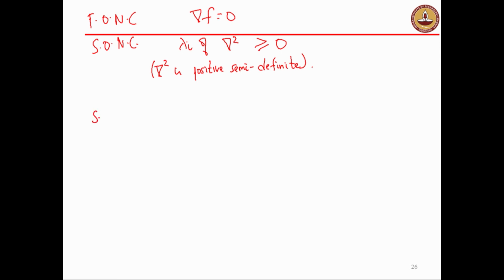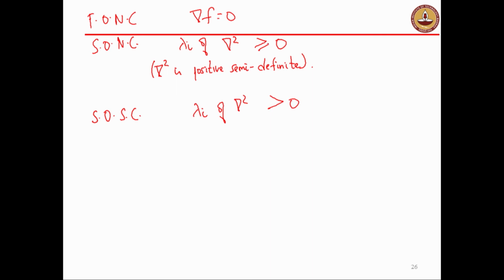Then there is the second order sufficient condition. The problem with the necessary condition is that there are cases in which the gradient is 0 and the matrix is also positive semi-definite, but you don't have a minimum. You could have a saddle point. That is, you may go along some directions where the function value could decrease even if you go a very, very small amount. So that's why it is only a necessary condition.